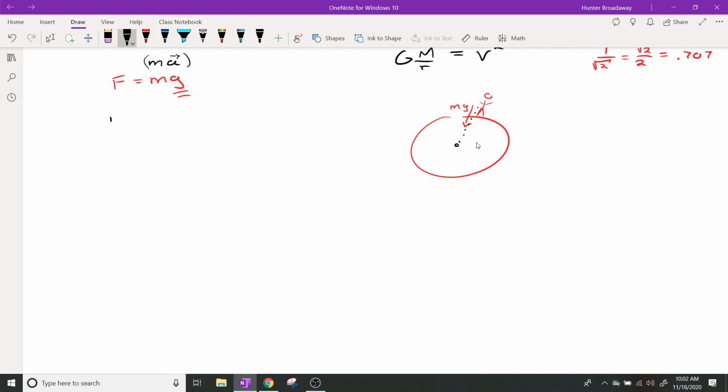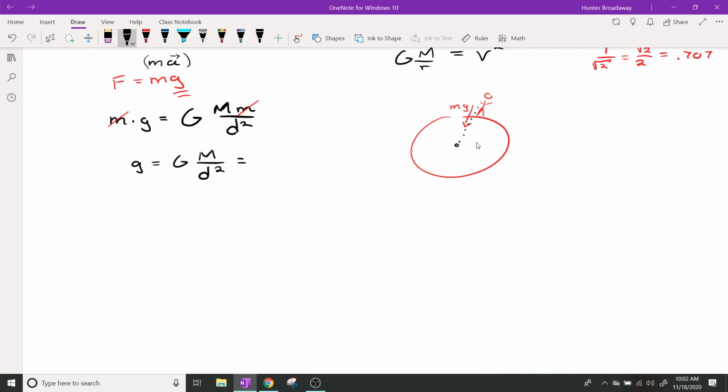So I could say this mass times this acceleration is equal to big G times big M times little m over the distance, or the radius of the planet, squared. And just like always with these kinds of situations, everybody brings mass to the party. The mass ends up canceling out. If you wanted to find the acceleration due to gravity on any planet, it's just G times the mass of the planet divided by the distance squared.